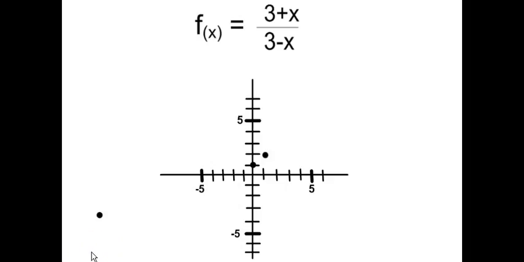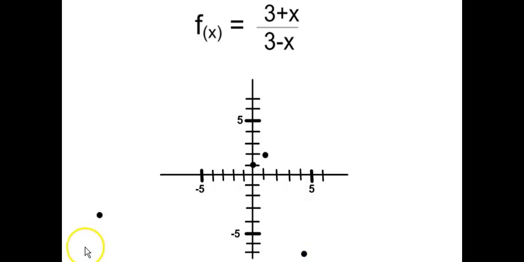3, undefined. Can't use it. How about 4? 3 plus 4 is 7. 3 minus 4 is negative 1. 7 over negative 1 is negative 7. So 4, negative 7 is on the graph. Oh, about there.